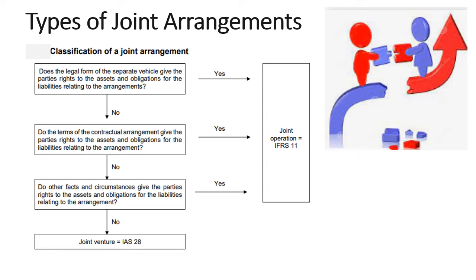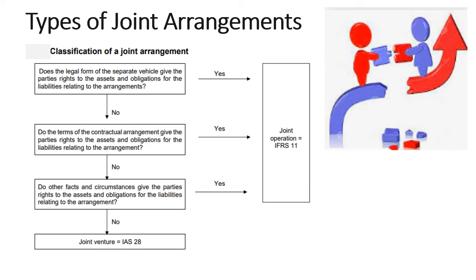So a joint operation will be governed by IFRS 11. If that is not the case, you go to the second decision. Does the terms of the contractual arrangement give the parties rights to the assets and obligations for the liabilities relating to the arrangements? If that is the case, it is a joint operation governed by IFRS 11. If that is not the case, consider the third factor. Do other facts and circumstances give the parties rights to the assets and obligations of the liability relating to the arrangements? If that is the case, again, it is a joint operation which is governed by IFRS 11.